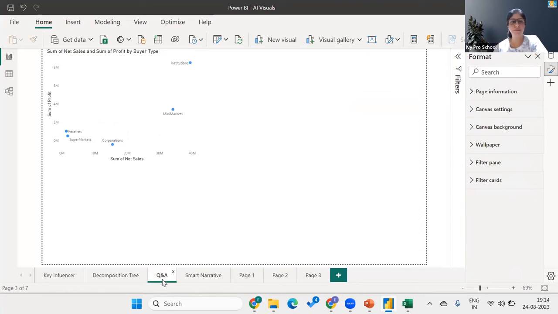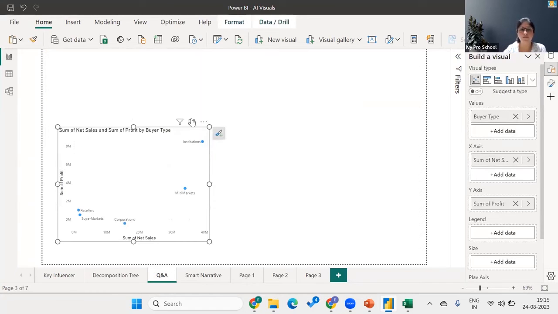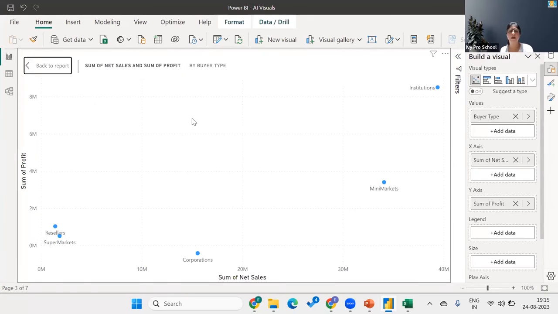In Q&A over here, I'd asked to analyze net sales versus profit based on the buyer type. Very interesting output. I typed net sales and profit based on the buyer type. Over here I have sales, over here I have profit. Institutions have higher sales and higher profits, which is good for business. Mini markets have higher sales, but not as much profit as institutions. Then we have resellers and supermarkets.